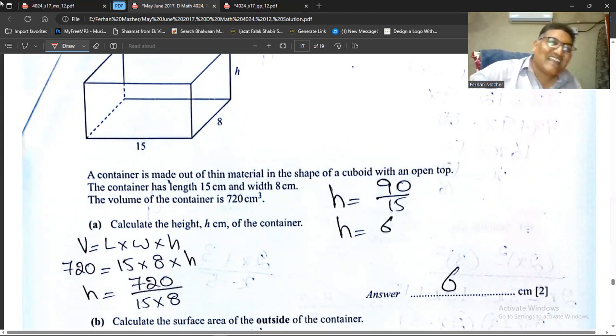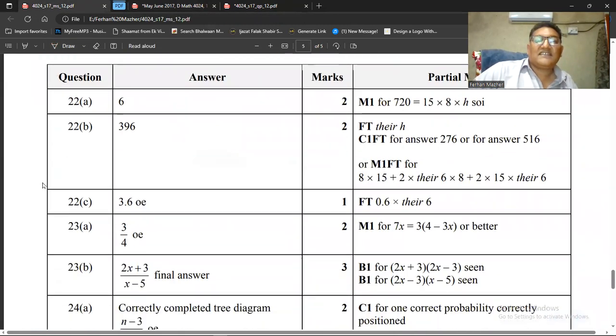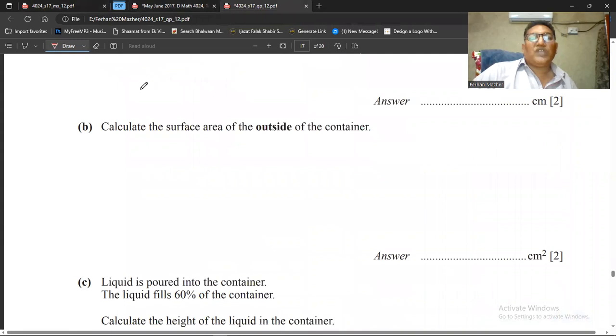So the height is 6 centimeters. The height is 6 centimeters. So our answer is right. This is the solution of the A part. Now we have question number 22 and its B part.